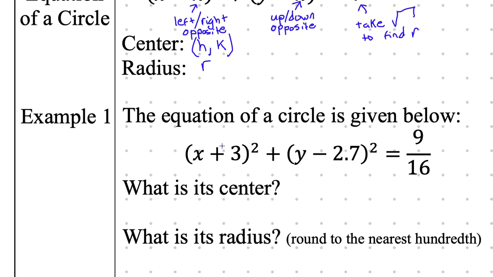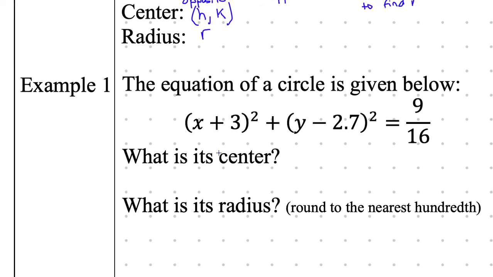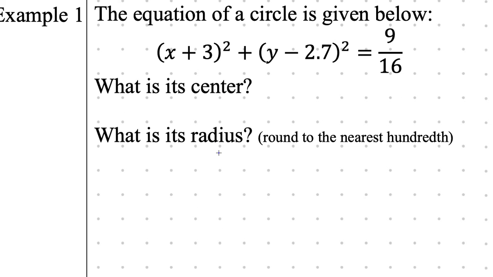Example number 1. This is a type of problem that you might encounter in Khan Academy. (x + 3) squared plus (y minus 2.7) squared is equal to 9/16.